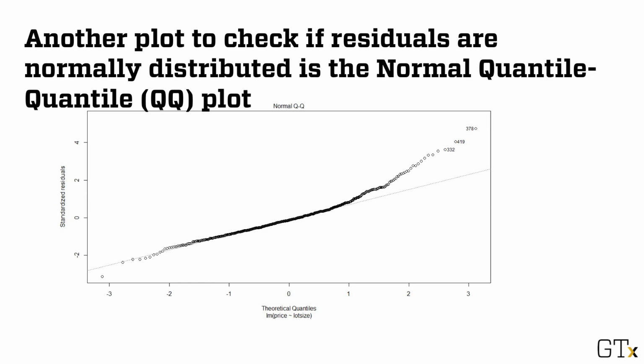Another plot to use is the normal QQ plot. So this takes the regression standardized error terms, sorts them in ascending order, and then plots their percentiles versus percentiles from a standard normal distribution with mean 0 and standard deviation 1. So that's the straight line, the standard normal distribution percentiles, and we're checking the regression standardized error terms.